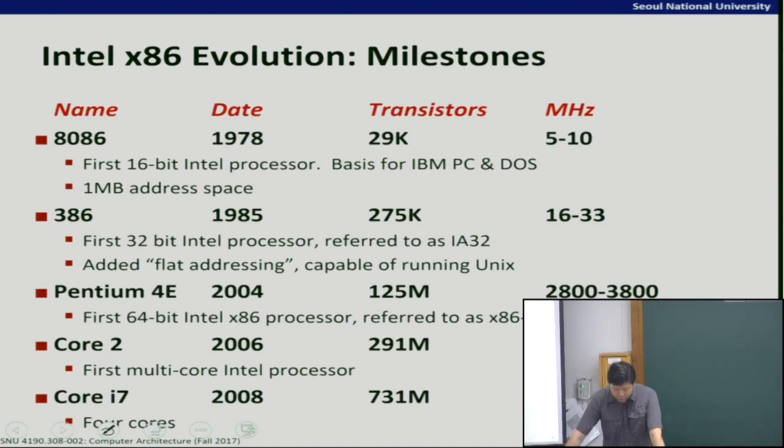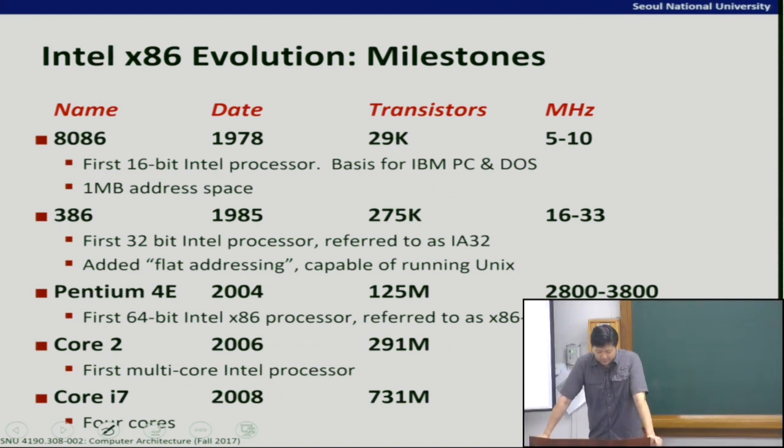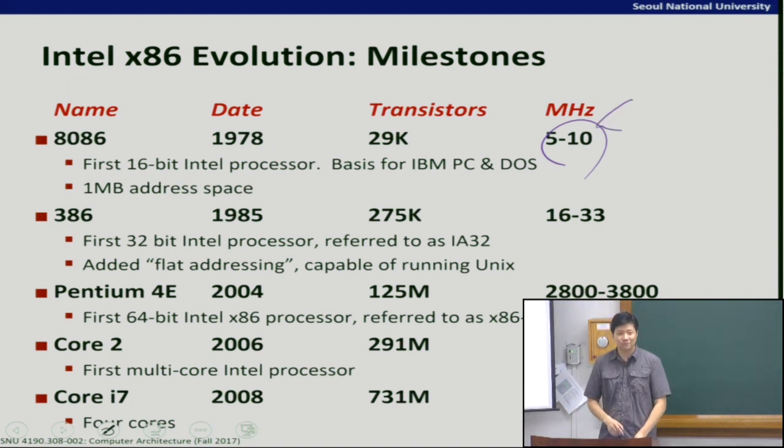So here are the milestones. The 8086 was first introduced in 1978, which was the first 16-bit Intel processor, the basis for the IBM PC and DOS. I don't know if you guys have ever seen this machine. I have seen these machines, but you guys probably haven't. Interesting thing is, at the time, the clock speed, if you buy today, you probably buy a 3 gigahertz, 4 gigahertz. At that time, the CPU frequency was 5 megahertz, not gigahertz, right? It's almost a 1,000 to 1 ratio.